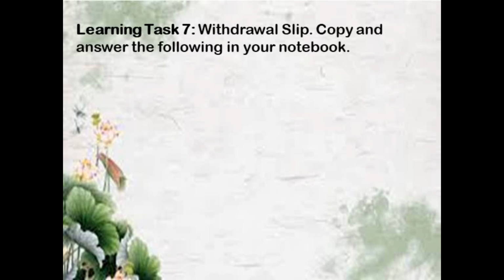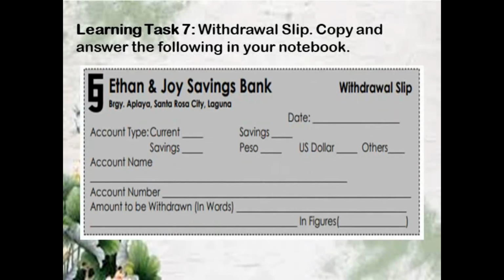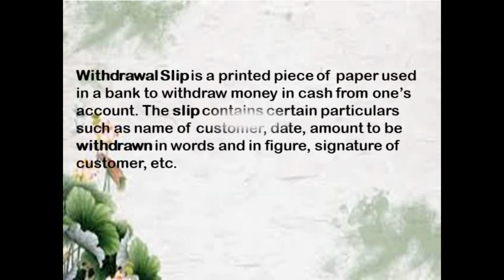Learning Task 7. Withdrawal Slip. Copy and answer the following in your notebook. A withdrawal slip is a printed piece of paper used in a bank to withdraw money in cash from one's account. The slip contains certain particulars such as name of customer, date, amount to be withdrawn in words and in figures, signature of customer, etc.